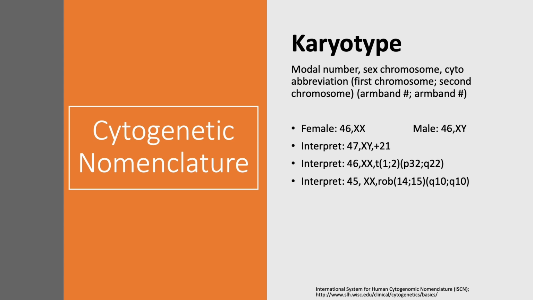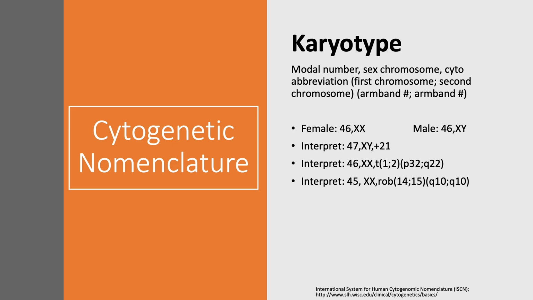In the next example, we have a female with 45 chromosomes, which means there's one fewer than normal. Rob stands for a Robertsonian translocation, a specific type of translocation between chromosomes 14 and 15. The q10 tells us that both breakpoints are at the centromere of these two chromosomes, indicating that this translocation involves whole arms being swapped. This type of translocation is often associated with reproductive issues, though the person may not have any physical symptoms. Understanding this notation helps us interpret a wide range of chromosomal abnormalities and guide potential treatments or further genetic counseling.